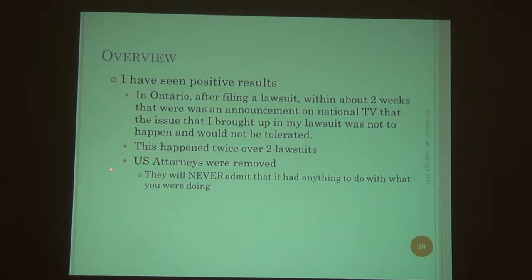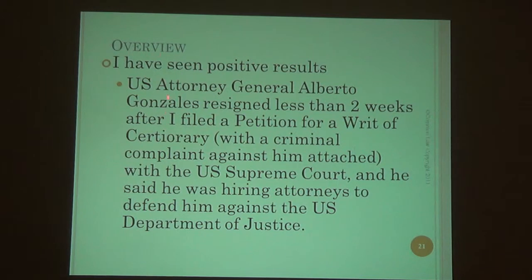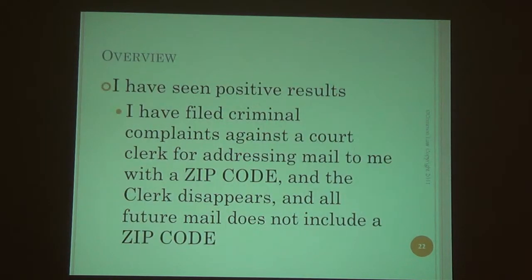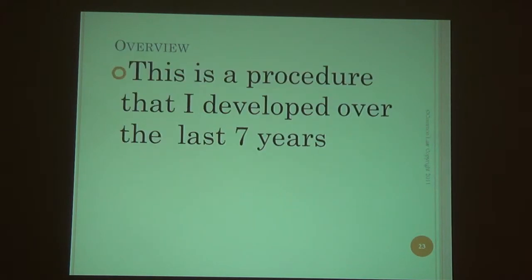This happened twice over 2 lawsuits. U.S. attorneys were removed. They'll never admit that it had anything to do with what I did. You know, you're accusing them of multiple felonies. Oh, and I already told you about this. I filed criminal complaints against the court clerk for addressing mail to me with a zip code, and the clerk disappears and all future mail doesn't have a zip code.